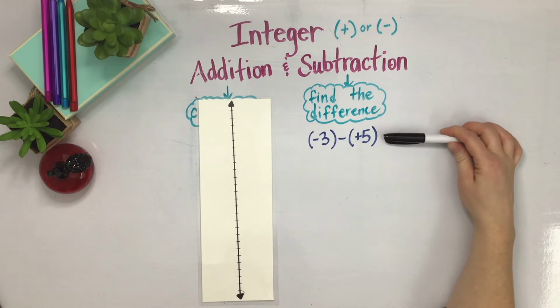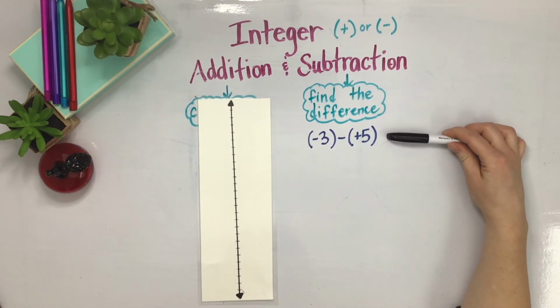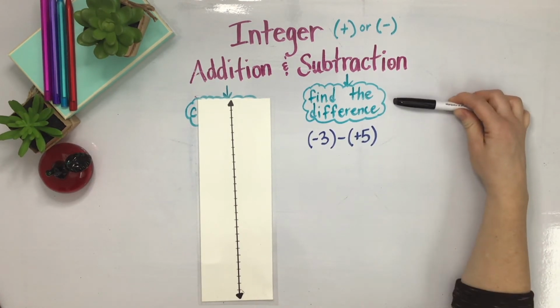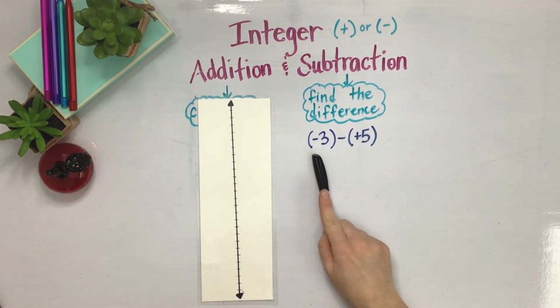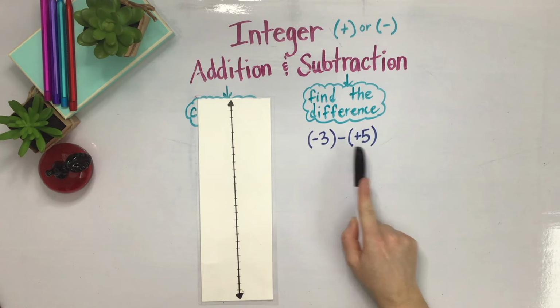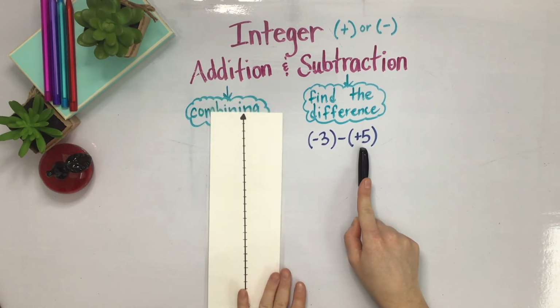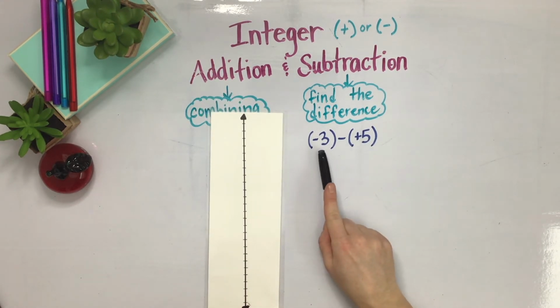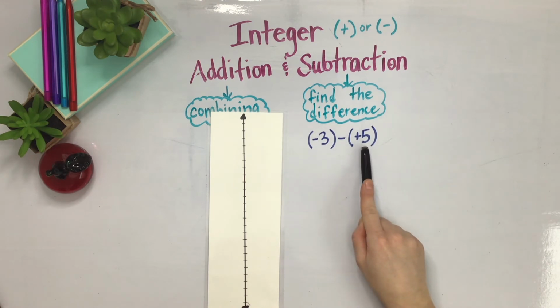Okay, let's try some subtracting. Remember, when we're subtracting numbers, we are always just trying to find the difference between the two numbers. So here we have a negative 3 minus a positive 5. So I need to find the difference. If I wanted to get to negative 3 from a position of positive 5, what would the difference be? How far would I have to travel to get from here to here?